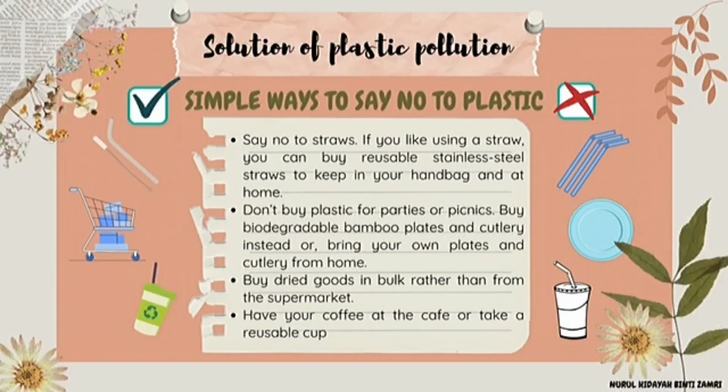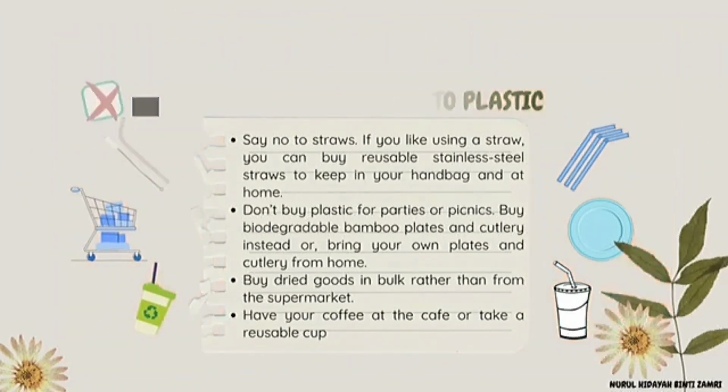Second, don't buy plastic for parties or picnics. Buy biodegradable bamboo plate and cutlery instead of bringing your own plate and cutlery from home. Third, buy dry goods in bulk rather than from the supermarket. And the last one, have your coffee at the cafe or take a reusable cup.